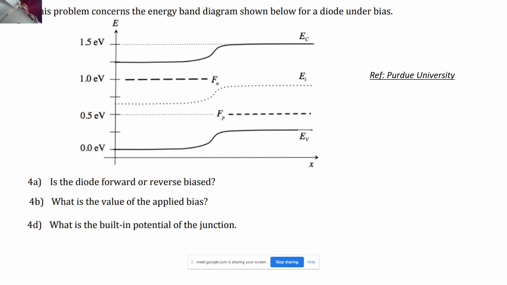Any idea? Forward bias. Forward bias. Okay. How did you get that? So this applied voltage is lesser than that. That energy band EG is less than the applied voltage. EC is less than applied voltage. The EC barrier width, sir. Okay, got it.